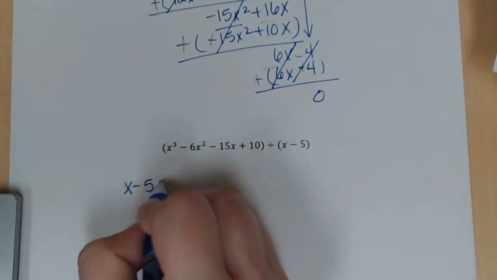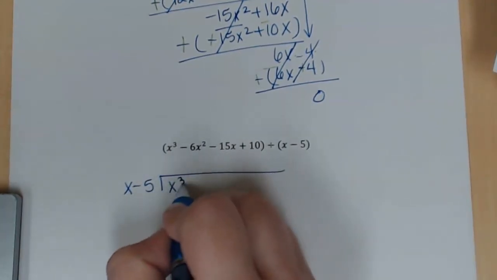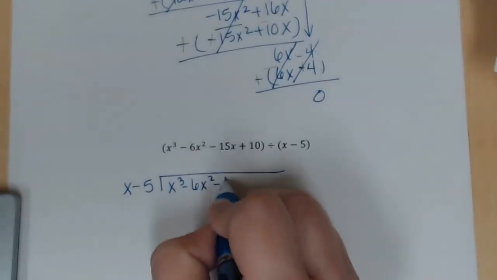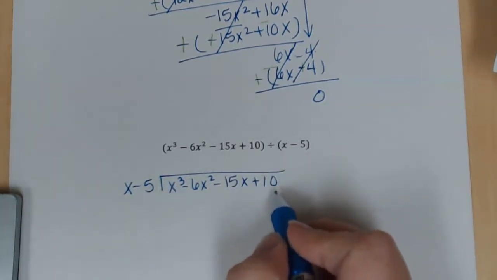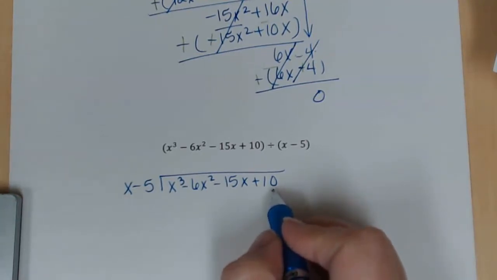We're going to do x minus 5 out front, and x cubed minus 6x squared minus 15x plus 10. They're in descending order. If you feel really good with this, I would pause the video now, work it out on your own, and then come back and hit play and see if you got it correct.